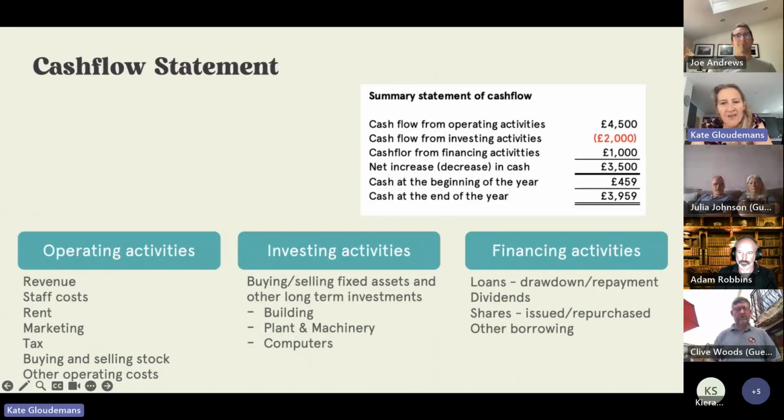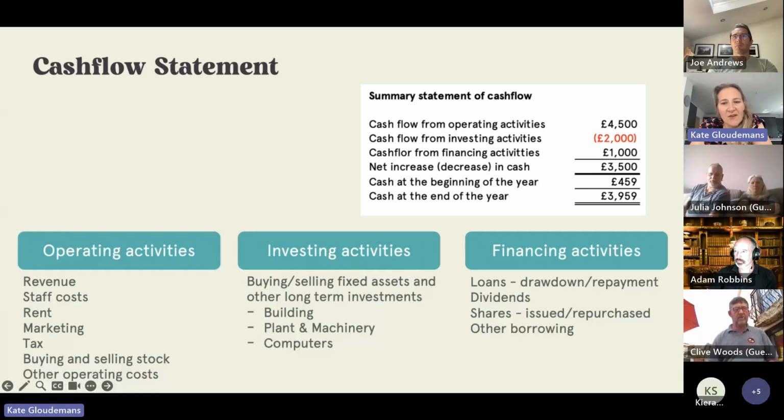Okay, so the cash flow statement, or statement of cash flows, is the third and final statement we're going to look at. And this is used to help business owners understand how they are spending cash in their business, which might seem really obvious, but actually sometimes it's not. And it's a really good indicator of financial health for an external stakeholder like a bank or an investor.